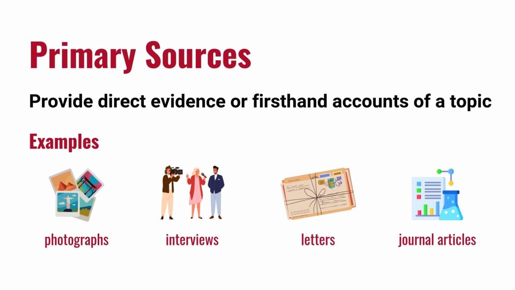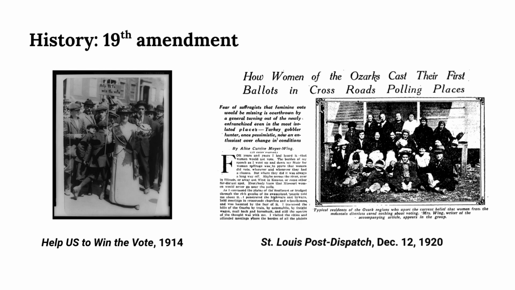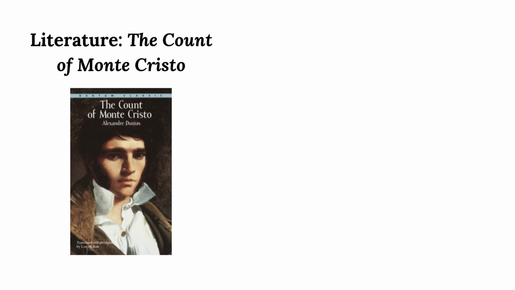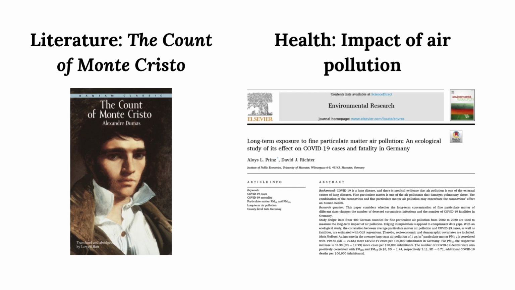Using primary sources looks different depending on your field of study. For example, in a history class, you might be researching the 19th Amendment, which guaranteed American women the right to vote. Your research could benefit from primary sources from around the time the amendment was passed, like photographs of suffragists or newspaper articles. In a literature class, researching the novel The Count of Monte Cristo by Alexandre Dumas might involve a close reading of the original or translated text, while in health, you could use an original study gathering data on the impacts of air pollution.